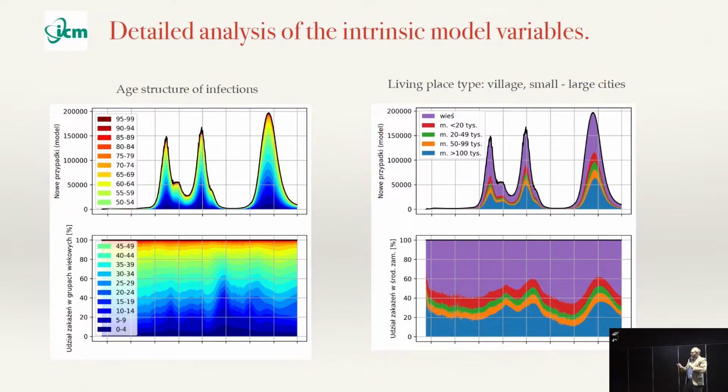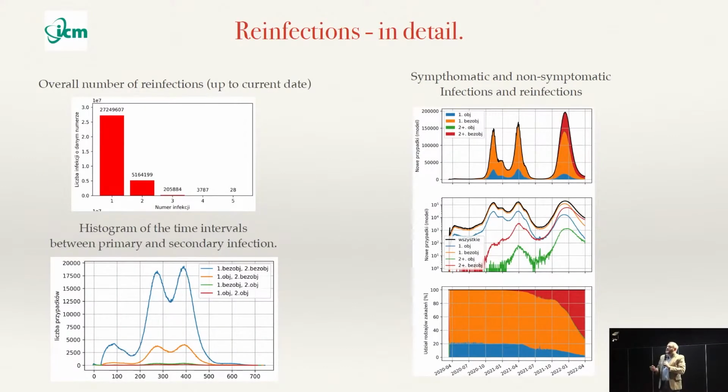We have, of course, the infections broken down by place of living, so villages, small and large cities, and so on. What we are very focused on right now is the process of reinfections and breakthrough infections. We are taking the numbers of reinfections from the Ministry of Health, and we are trying to compare them with the number of reinfections which occur in our model. This is somewhat problematic because not all infections were recorded in the history, and only part of those going on right now are marked as reinfections.